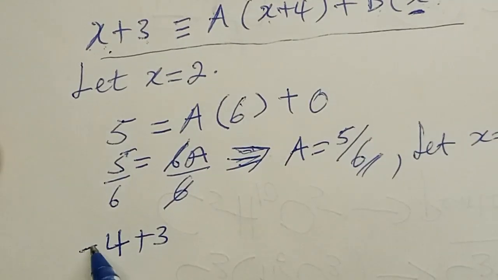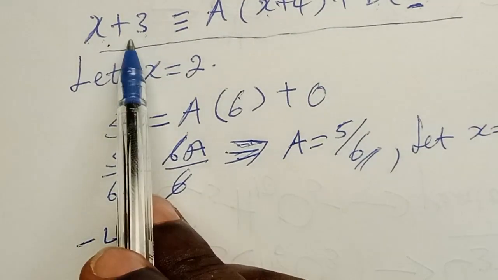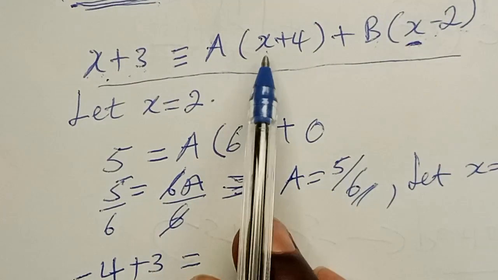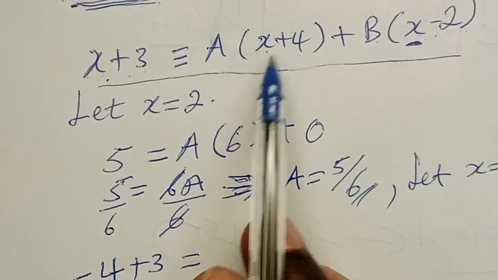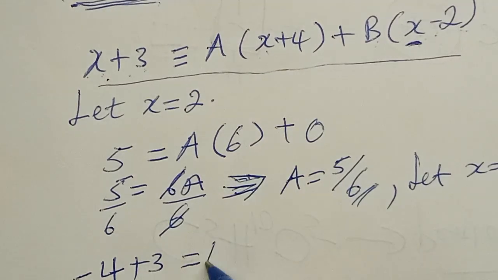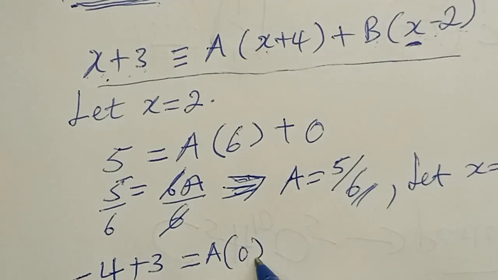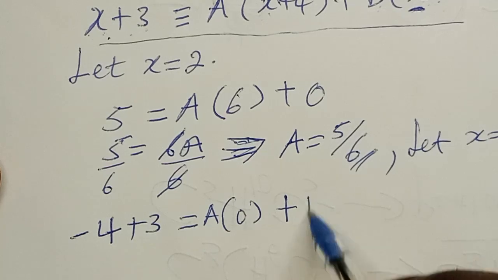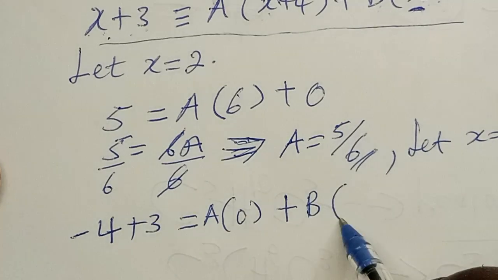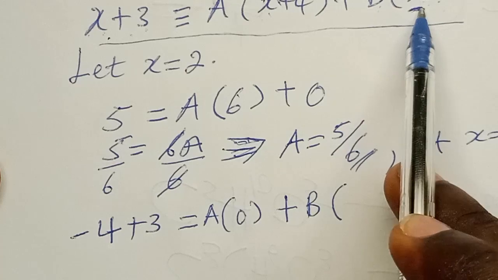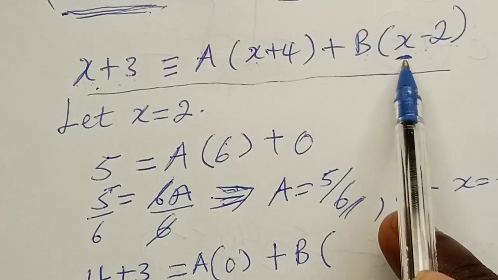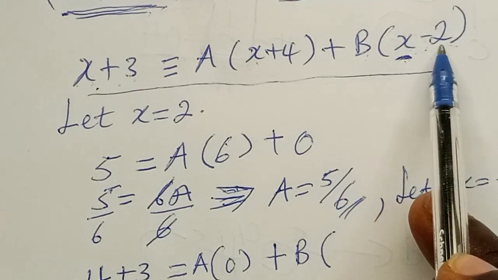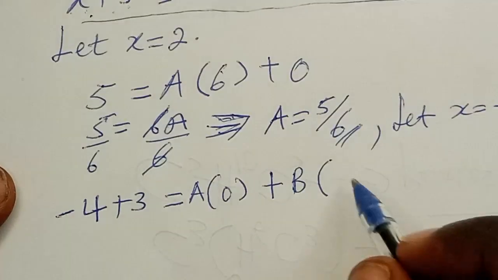So this is the minus 4 for x, plus 3, which will be equal to, if we include minus 4 here, minus 4 plus 4 is going to be 0. That is a times 0, which is equal to 0. Then now plus b into, if x here is minus 4, then we are going to have minus 4 minus 2, which is minus 6. So we are going to have minus 6 here.